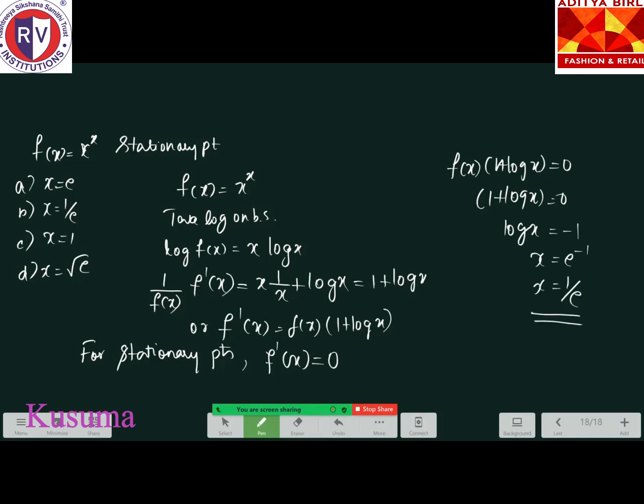The same thing as we did in the previous problem. Okay, x is equal to 1 by e is the stationary point. They have not asked you to find maxima or minima. They have asked you only to find out the stationary point. So the answer will be option B.